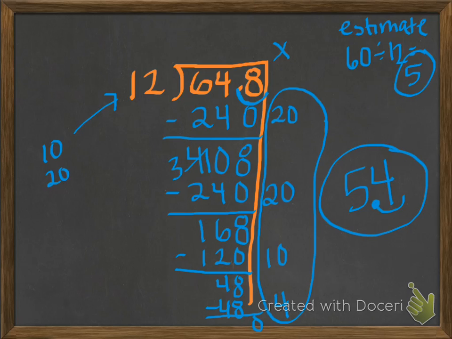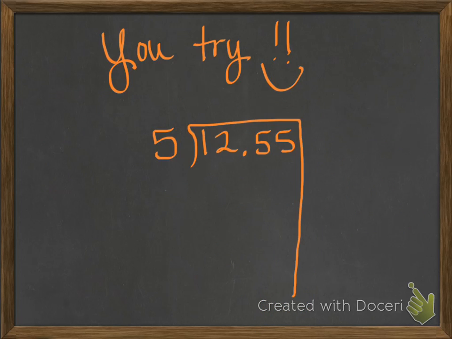We did it! All right, now it's your turn. Don't forget, write this problem down. 12.55 divided by 5. Don't forget your estimate first. And then go ahead and divide these numbers. Remember, you're going to take your decimal point out 1, 1, 2. And what are you going to do at the end? You got it. Put it in 1, 2.